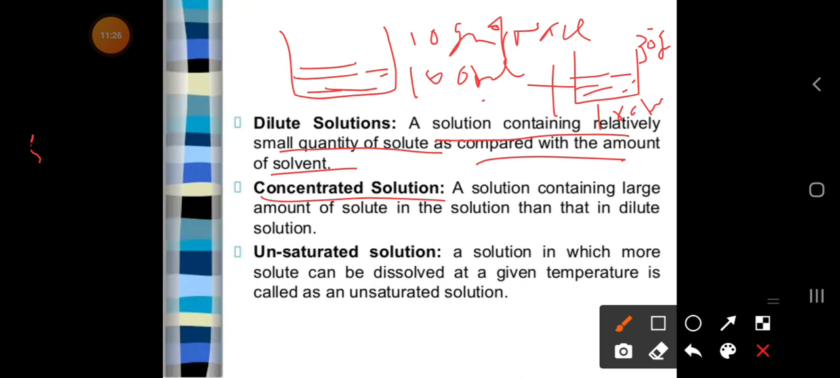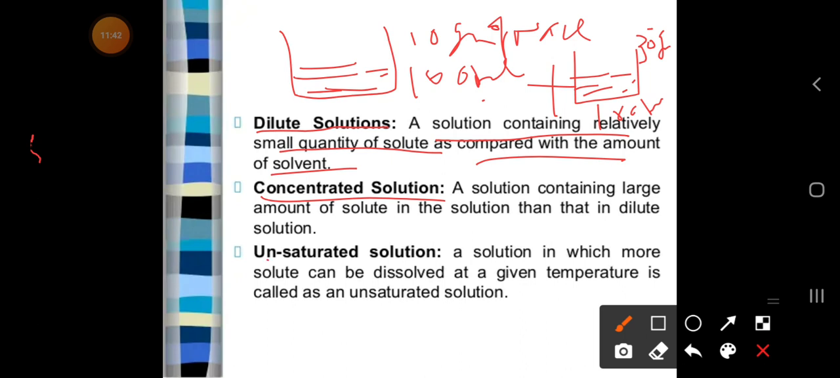So what is a dilute solution here? The dilute solution is one in which a small quantity of solute is dissolving. That one we call dilute. And a concentrated solution is one which is not going to dissolve. That one we call a concentrated solution.